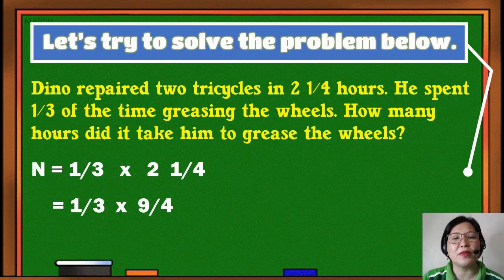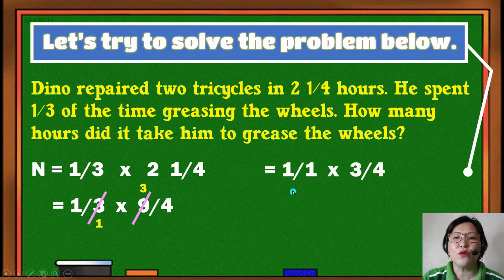And then you can apply your knowledge of cancellation. So what are the numbers that we can cancel here? Can we cancel 1 and 4? No. How about 3 and 9? Yes, we can cancel 3 and 9 because there is a greatest common factor between them. And what is that greatest common factor? You're correct. That is 3. So cancel 3 and 9 and divide them by 3. So 3 divided by 3 is 1 and 9 divided by 3 is 3. So 1/3 times 9/4 will become 1/1 times 3/4 or 3/4.